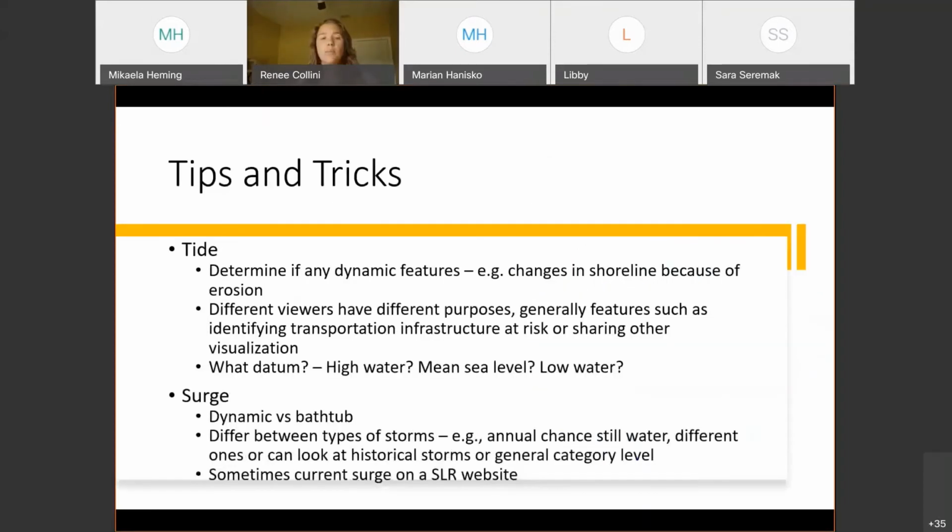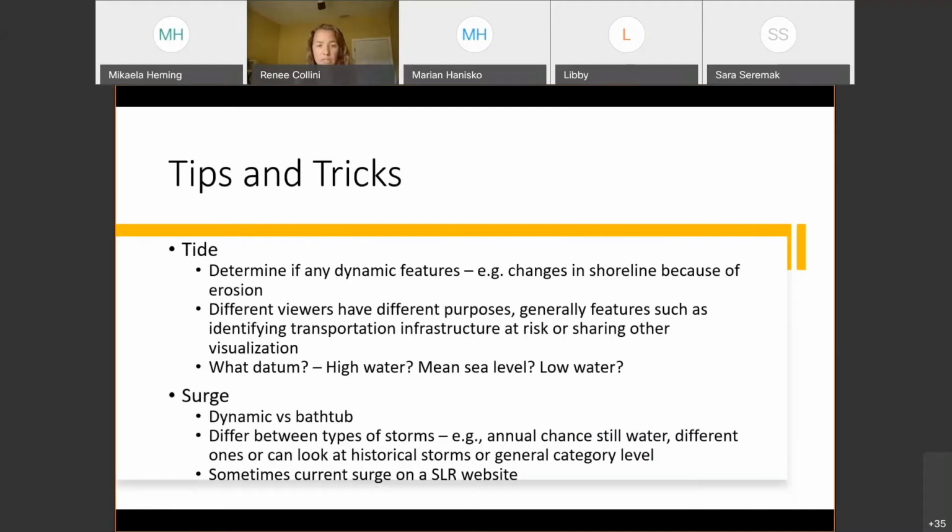So now I want to talk about some tips and tricks on the models that predict changes in tide. So again, you want to determine if there's any dynamic features. Are they looking at erosion? Are they looking at how the shoreline is going to change? Or are they just sort of holding things static and just saying, whether it's the water coming up or the land going down, you've got this much more water over the land, and that's what high tide is going to be.